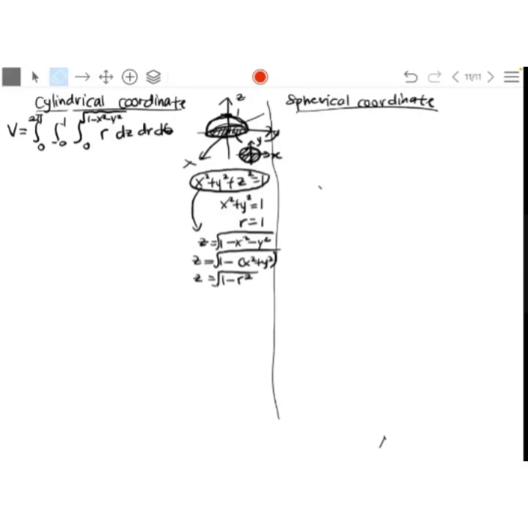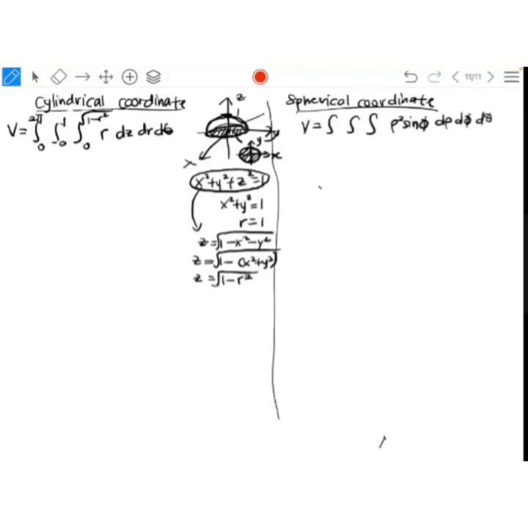Okay, so your z will be the square root of 1 minus r squared. This is what you want to solve for cylindrical coordinates. Let's look into spherical coordinate limits first. For spherical coordinates, to find the volume we must use rho squared sin phi, and then d rho, d phi, d theta.